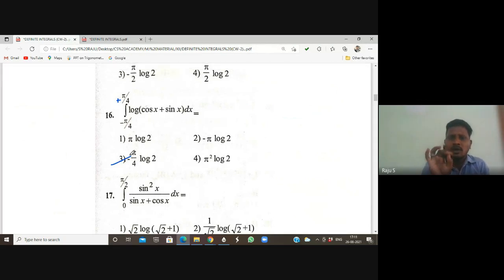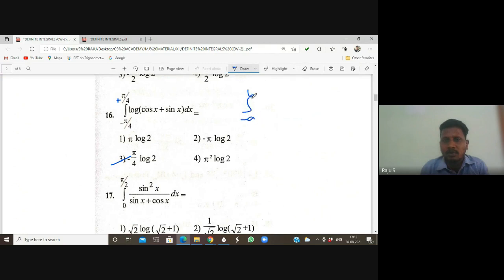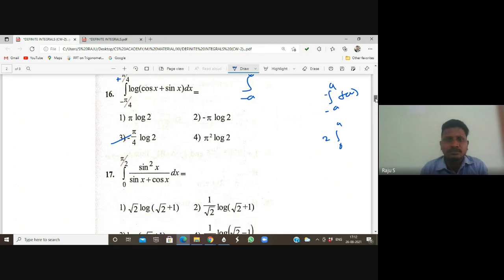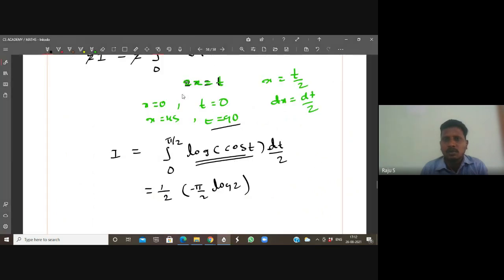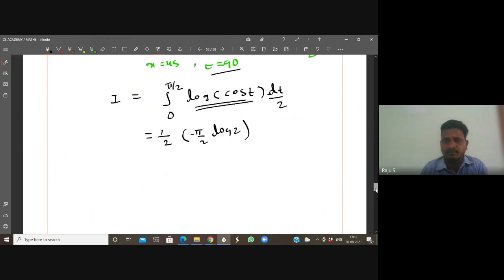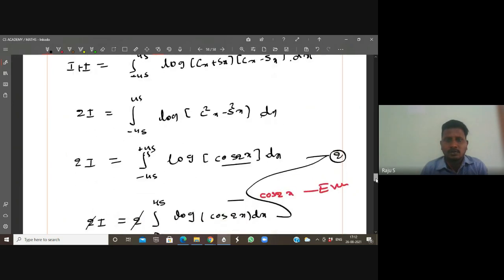What have I done? Here I have applied one property, A to B, and second I applied adding and everything. I applied that minus A to A. If I check whether it is even or not, I have written 2 times 0 to A. Then at last, after taking this 0 to A, I'm taking 2x is equal to t. 2x is equal to t, we got the answer directly. Easy question.